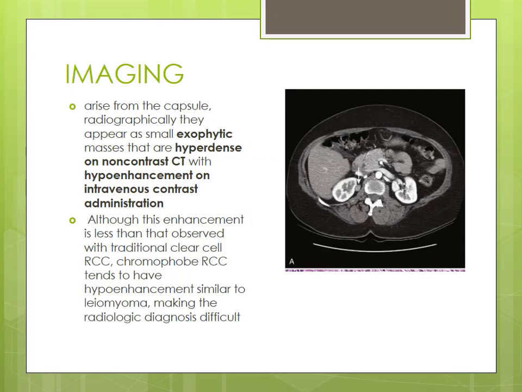On imaging, they arise from the capsule. So they appear as small exophytic masses that are hyperdense on non-contrast CT with hypoenhancement on intravenous contrast administration. Although the enhancement of leiomyoma is less than with traditional clear cell RCC, chromophobe RCC tends to be hypoenhancing similar to leiomyoma, making the radiological diagnosis difficult.